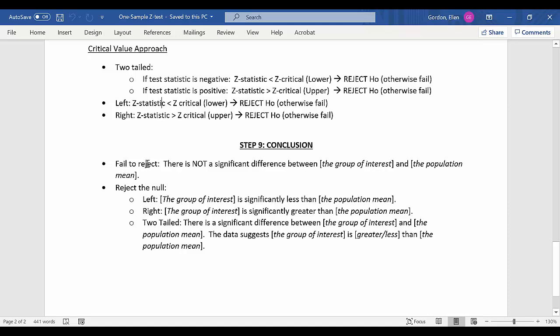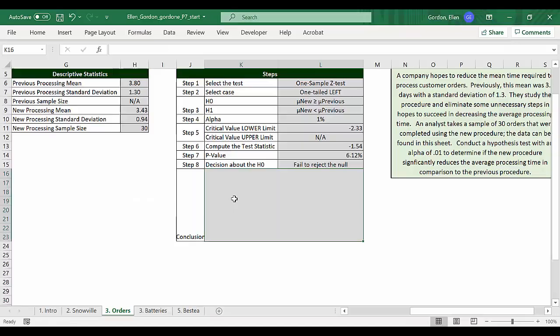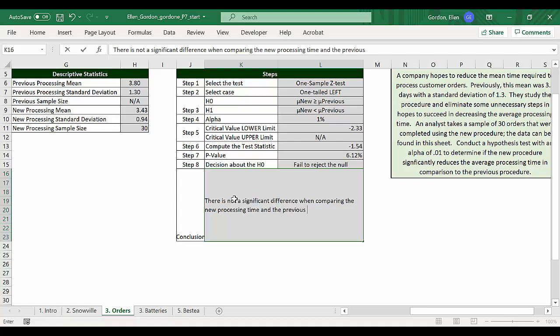The last step is to write a conclusion. Anytime you fail to reject the null hypothesis, your conclusion is the null. If you fail to reject the null, that means you're accepting the null hypothesis. So our conclusion is going to be that there's not a significant difference between the group of interest, which was the new processing time, and the population mean, which was the previous processing time of 3.8 days. There is not a significant difference when comparing the new processing time and the previous processing time of 3.8 days.